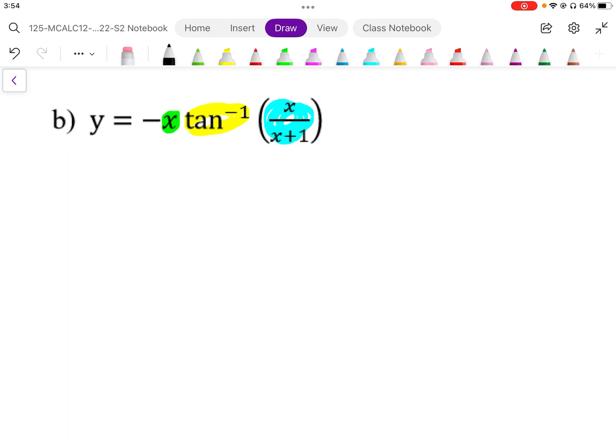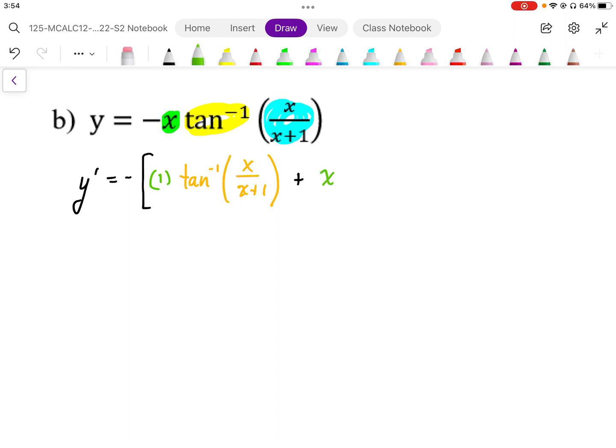So differentiating this, I get y prime. I'm going to keep the negative outside. So I end up with the derivative of x, which is 1. And then I'm going to leave that arctan undifferentiated. So I end up with arctan of x over x plus 1. Plus, and I'm going to leave that x undifferentiated here.